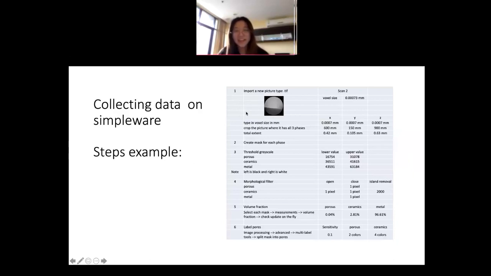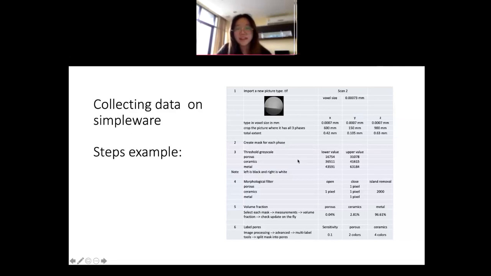collect the data. First I was given some pictures of this black circle one. It is a picture of the metal which was scanned, and I had to import it, and then there's a voxel size of 0.33373 millimeter, and then I had to create a mask for each phase, and these are the steps that I had to use in that software.